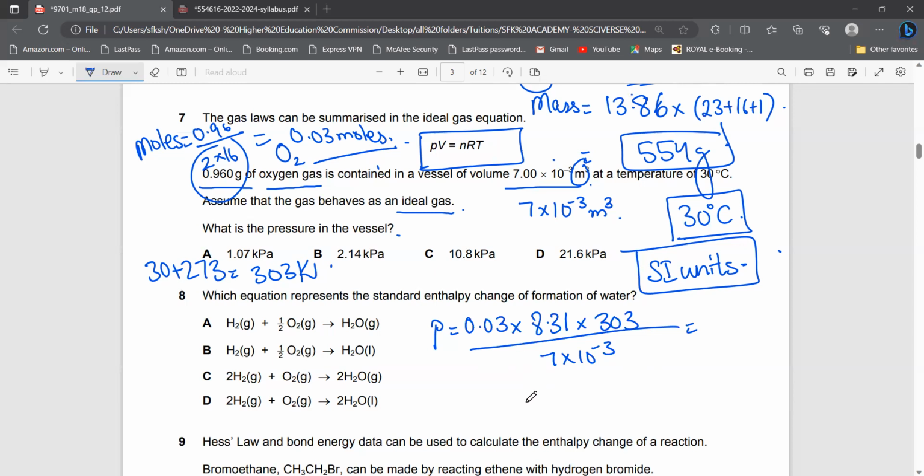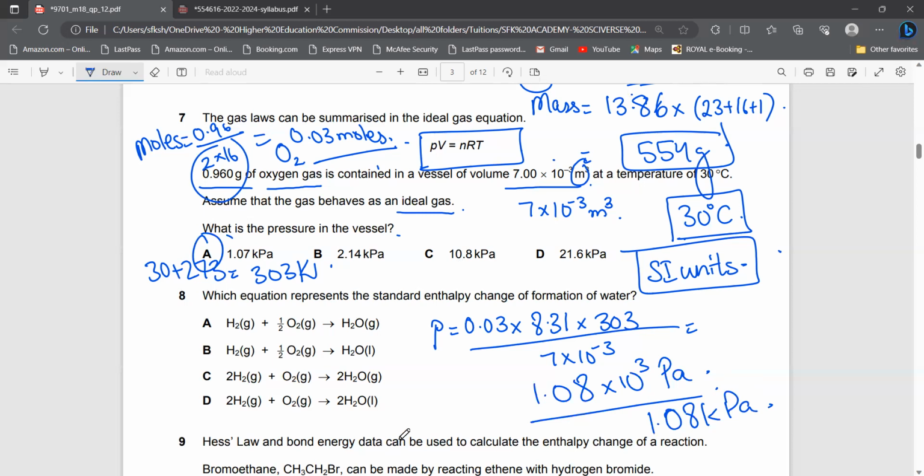Okay, so this is 1.08 × 10^3 Pascal. Now, 10^3 is kilo, right? So 1.08 kilopascal. So which of these is the closest answer? It is option A.